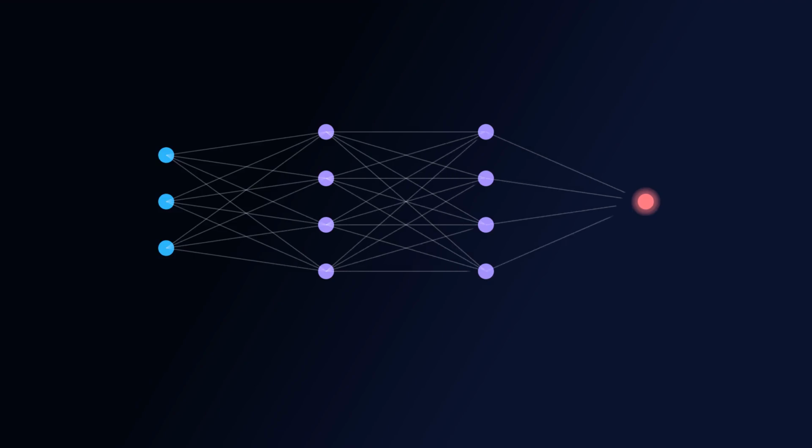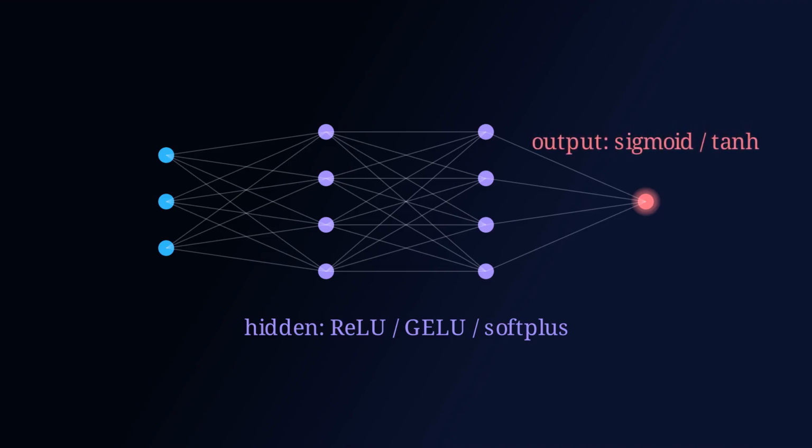A simple rule of thumb. Reach for ReLU or one of its smooth cousins, GELU and Softplus, in the hidden layers where you want strong, non-vanishing gradients. Save Sigmoid and tanh for the output, where you actually want that squashing into a bounded range.